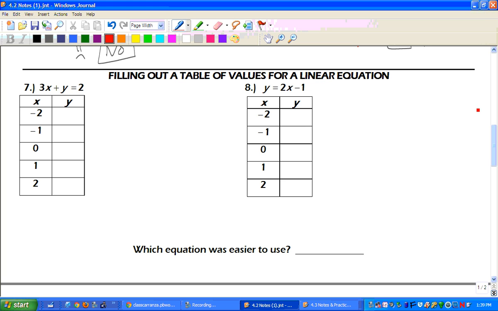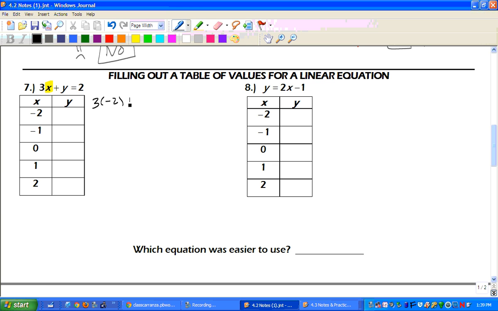All right, filling out a table of values for a linear equation. So, what we have to do is they are telling us what x is. And we do not know what to plug in for y. Okay? So what we're going to do is we're going to plug in x, and then we're going to see what we get. Okay? So let's try it out.